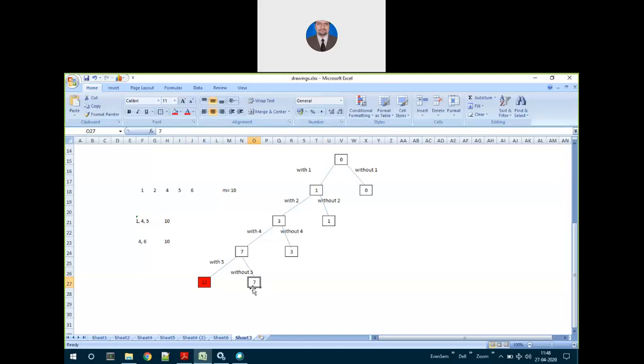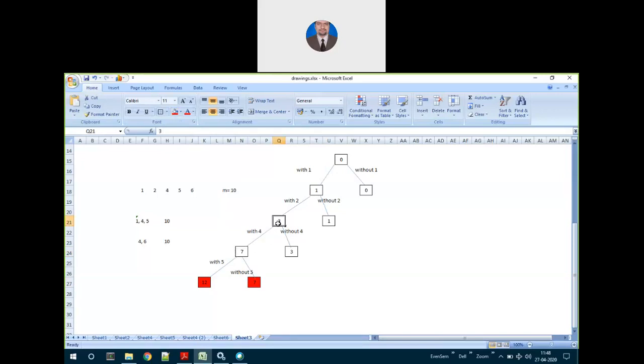So when I go to without 5 as 7, after 5 what value do I have? 6 I have. So if I try to add 6 over here, what will happen? 7 plus 6 will again be more than 10. So that is again not a valid solution. I cannot proceed further, which will become a dead end. So what should I do? I should come back to 7. After coming back to 7, I should come back to 3 over here.